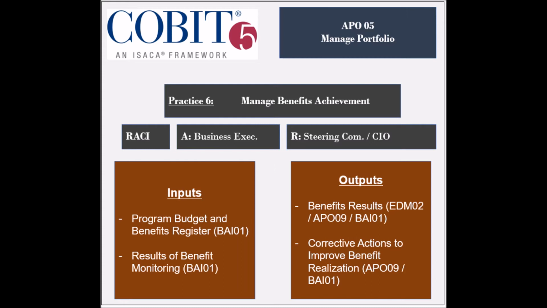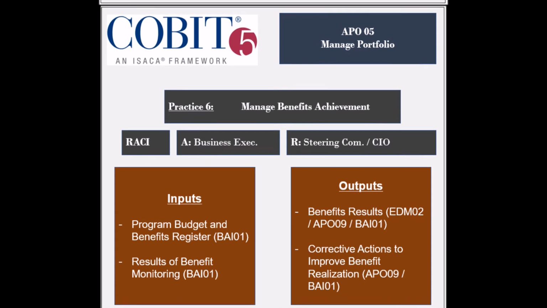The practice receives 2 inputs, which are the program budget and benefits register, and the results of benefits monitoring, both from the BAI1 process. The practice generates 2 outputs, which are the benefits realized to be used by several processes, and the corrective actions to improve benefits realization to be used by the APO09 and BAI1 processes.